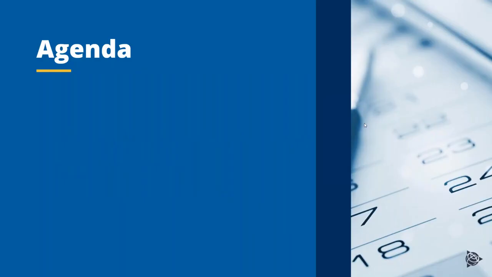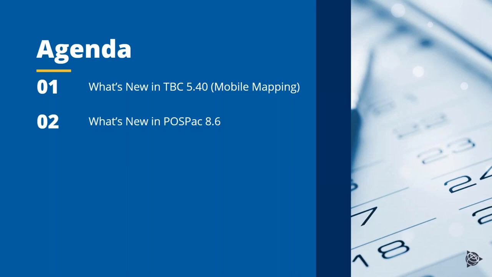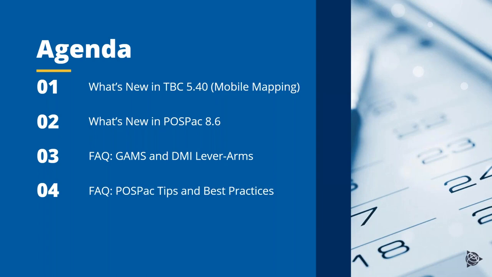So let's get started. The first thing I want to go through is the agenda for today's webinar. First, we will learn about what's new in TBC 5.40 in the mobile mapping module. Next, we will also learn about what's new in PostSpec 8.6. There have been some improvements on the processing of the data. And then we're going to go through some of the frequently asked questions that we receive in support regarding the GAMS operations and the DMI lever arms. We received so many questions on how to use them, why, and how we can calibrate lever arms and so on. We will address those questions.